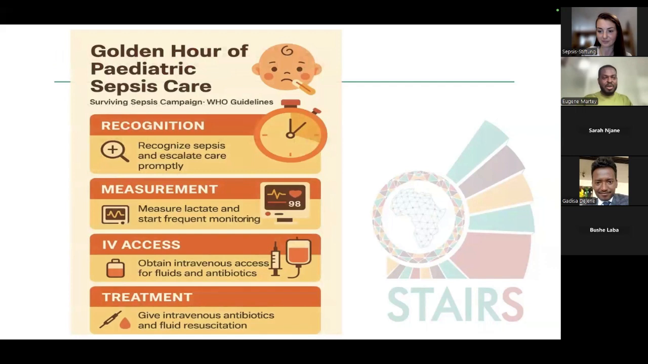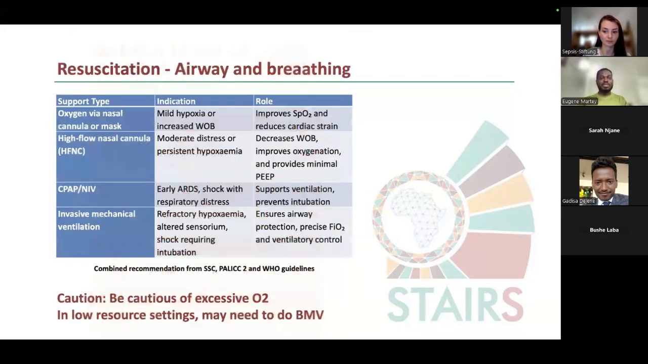Okay, so remember our golden hour, you want to be sure that you are recognizing or diagnosing the sepsis early. You want to quickly obtain IV access and take your sample for lactate and blood culture, and then initiate intravenous antibiotics and then IV fluid resuscitation if indicated. Okay, so at least these are the basic things that you would want to do. Okay, and then we'll add on to that layer as we progress.